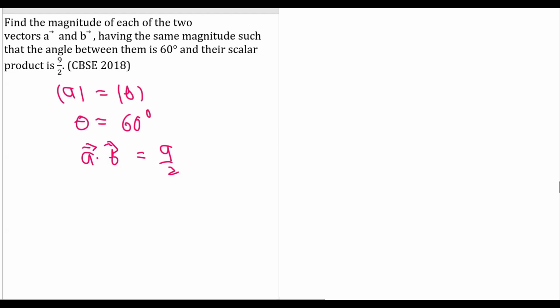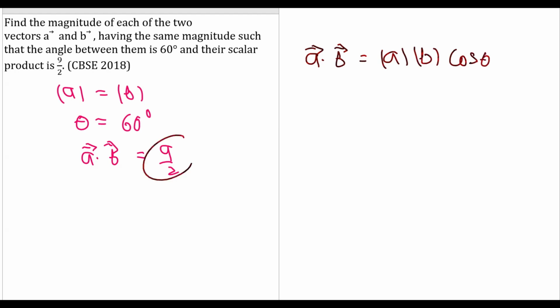Now let's begin with writing the formula. What is the relation for the scalar product of two vectors? A dot B is written as A magnitude, B magnitude, cos theta. Now replacing A dot B with 9 by 2. A magnitude and B magnitude are equal, so I can replace A with B or B with A.